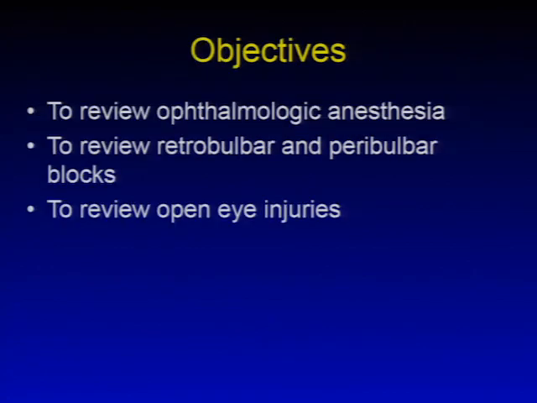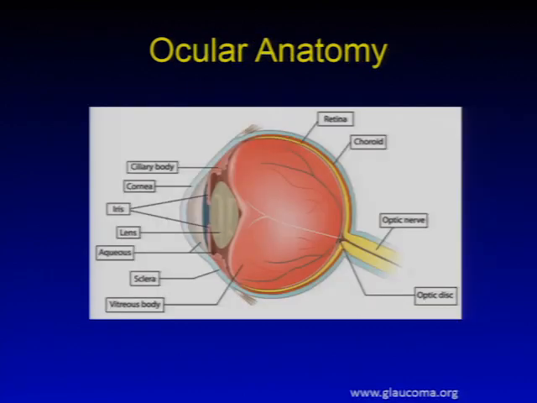The objectives for today's talk are to review ophthalmologic anesthesia, to review retrobulbar and peribulbar blocks, and to review open eye injuries. Let's talk about the major components of the eye. The sclera. This is the fibrous outer layer that gives the eye its shape. The cornea. The cornea is the anterior portion of the sclera, which is transparent and allows light to enter the eye. Next, we have the iris.